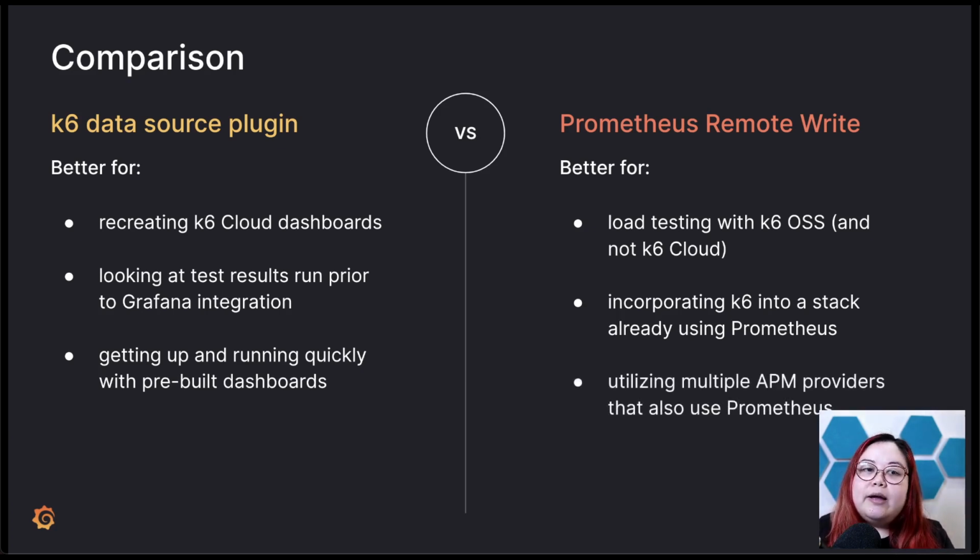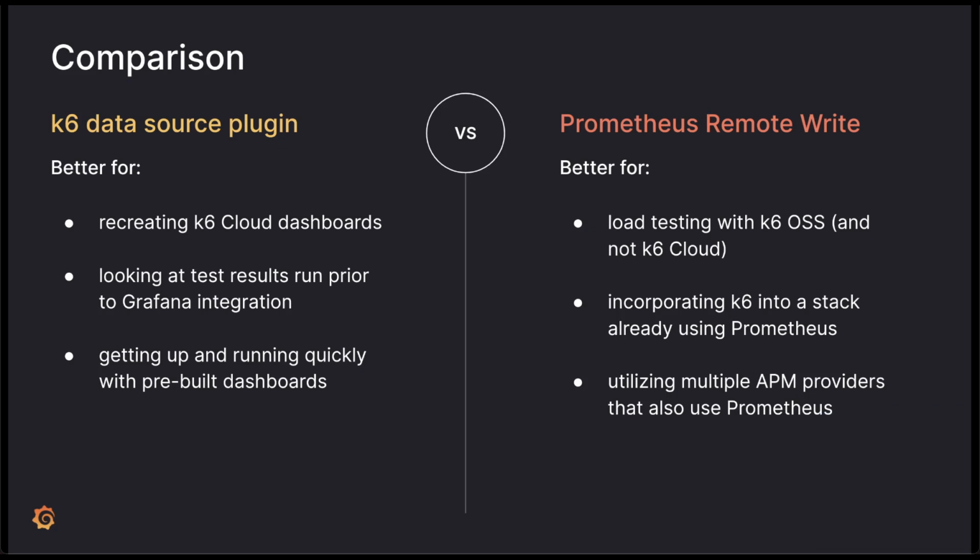And then if you're using multiple APM providers, such as is the case in larger organizations where different teams use different tools, for example, this way will work with any providers that support Prometheus, which is becoming an industry standard. I also think that Prometheus Remote Write provides the easiest setup if you're using both K6 Cloud and Grafana Cloud. However, nothing's stopping you from using both. I've personally installed both, and I find that I use them for slightly different reasons.